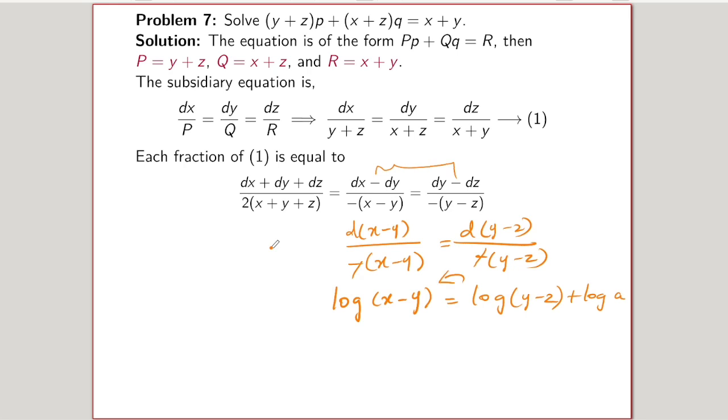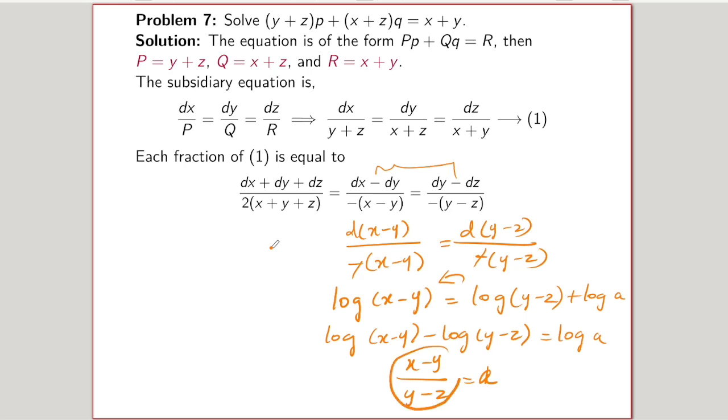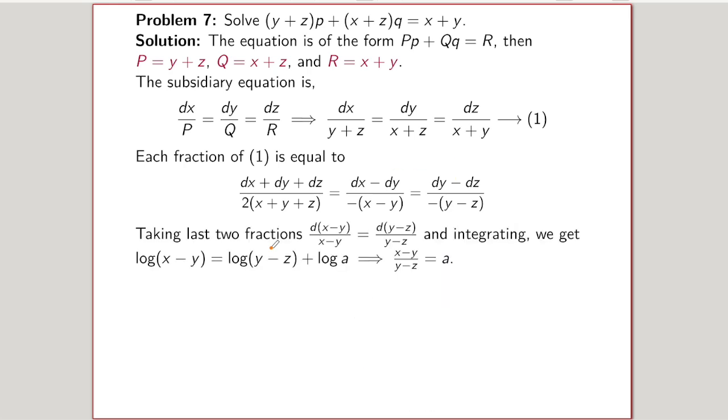Bring this term here. So you will be getting log of x minus y minus log of y minus z. This is equal to log a. So after using logarithmic property and cancelling log on both sides, we'll be getting x minus y by y minus z is equal to a. So this will be our first solution u. So I have written that here.